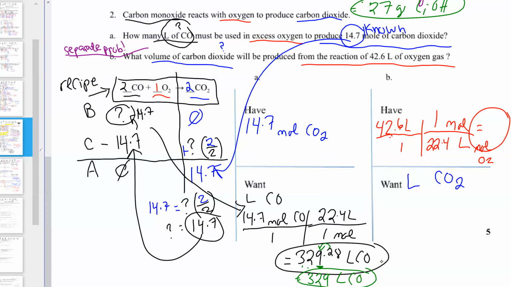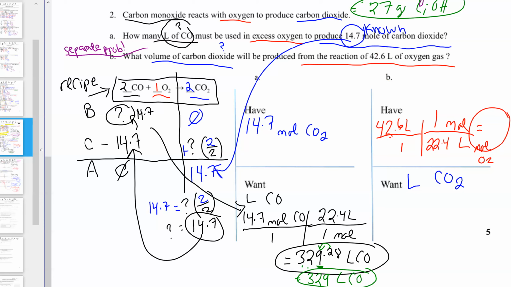That's for A. Now for B, it says, what volume of carbon dioxide will be produced from the reaction of 42.6 liters of oxygen gas? So we can either erase this and do a whole new BCA table, or I'm going to show you a little shortcut we can take with just using some of the factor labeling. So let's try the shortcut for part B.